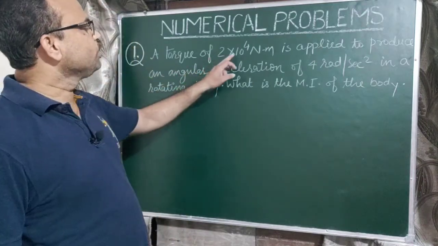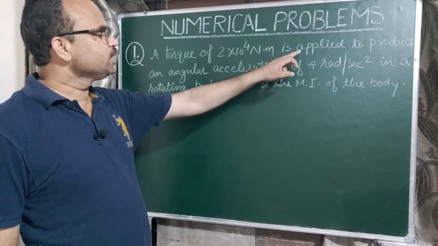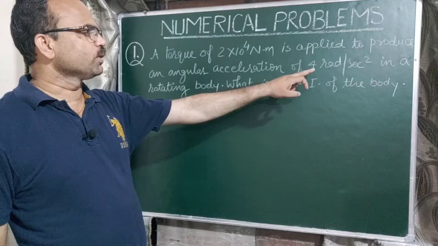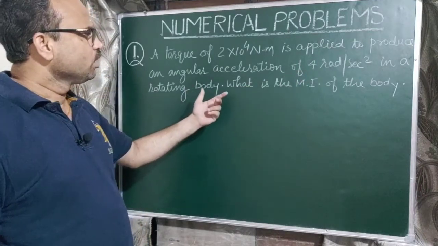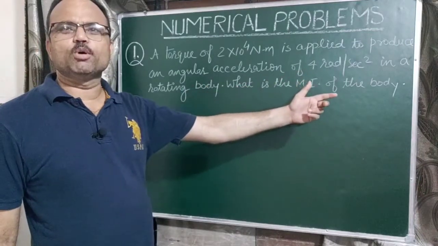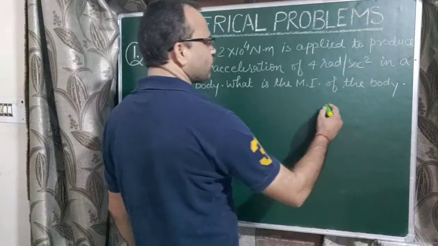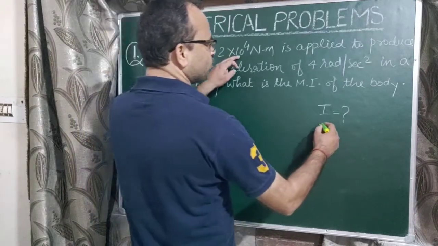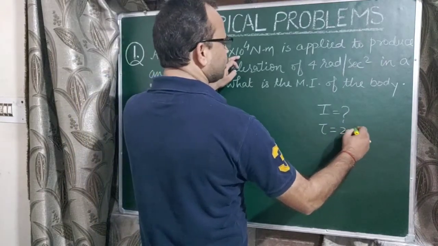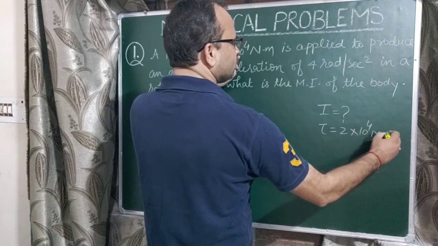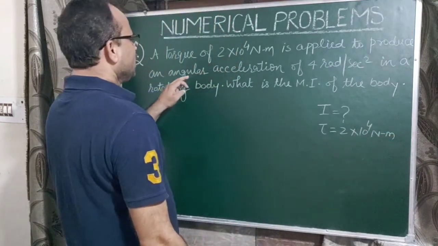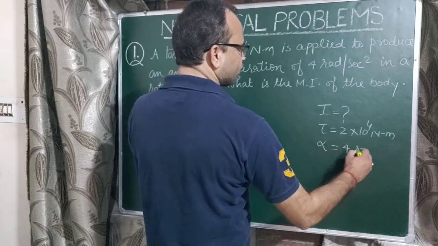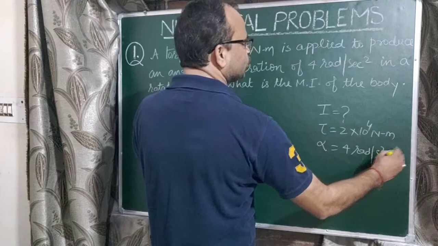A torque of 2 into 10 to the power 4 Newton meter is applied to produce angular acceleration of 4 radian per second square in a rotating body. What is the moment of inertia of the body? Means we have to find the moment of inertia, I equal to question mark, and the torque applied on the body is given, tau equal to 2 into 10 to the power 4 Newton meter. Okay, and angular acceleration, alpha equal to 4 radian per second square.